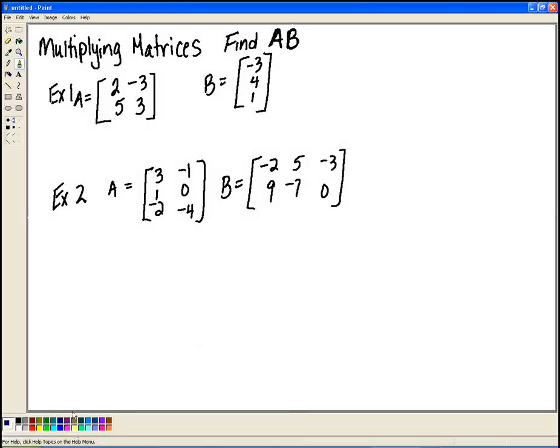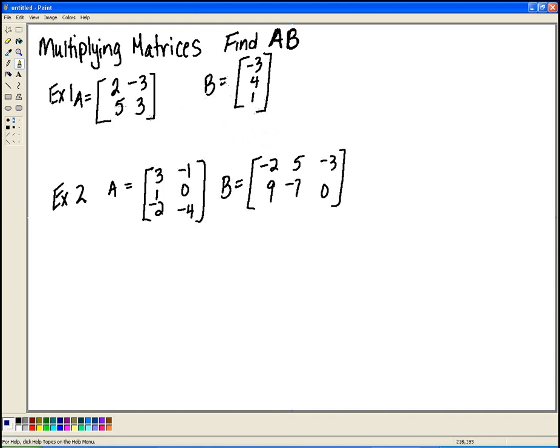Hi, this video will demonstrate how to multiply matrices. This is slightly different than adding and subtracting because now the columns of the first matrix must equal the number of rows in the second matrix in order for you to multiply them.